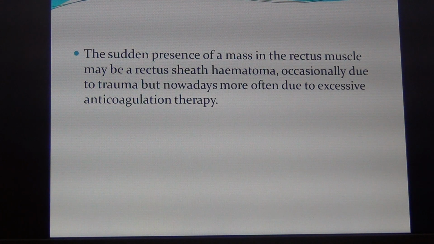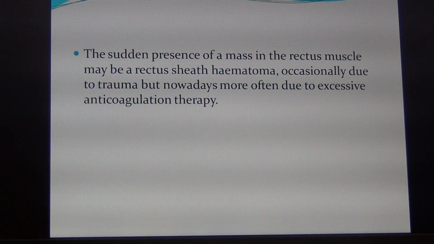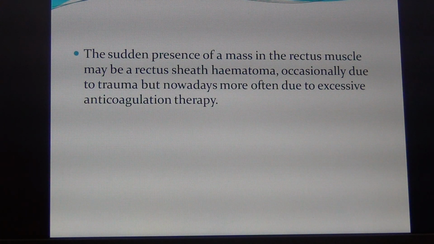Sometimes the sudden presence of a mass in the anterior abdominal wall in the rectus muscle may be a result of rectus sheath hematoma. Occasionally this is due to trauma, but nowadays more often it is due to excessive anticoagulation, in patients on warfarin or other anticoagulant drugs.